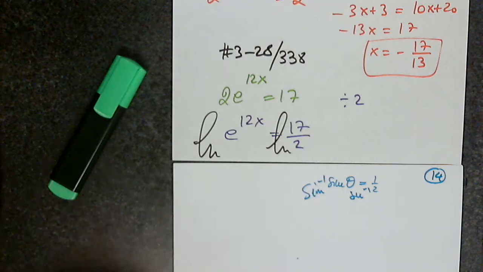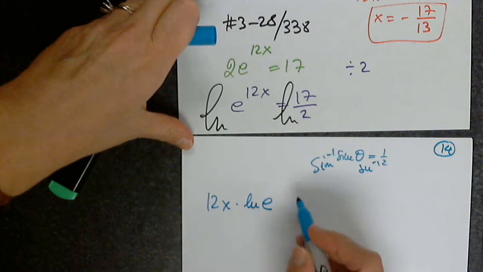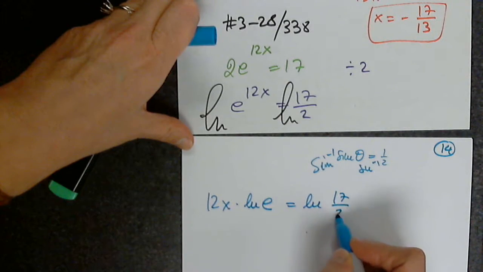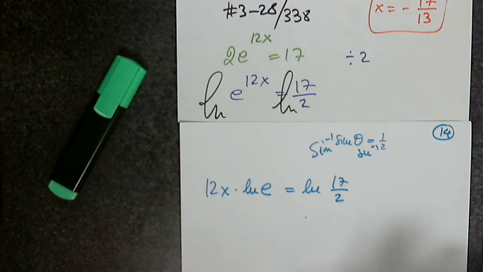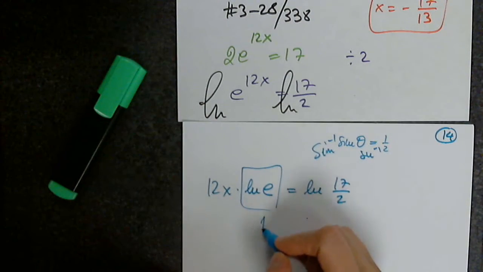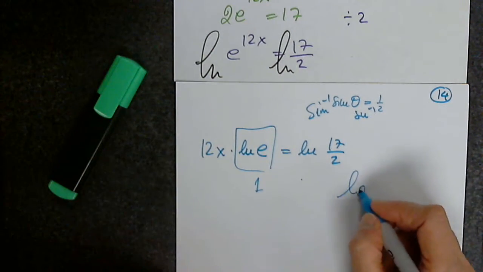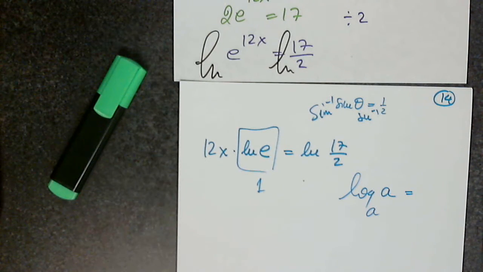So what will I put in front as a factor then? Indeed. 12x times natural log e equals natural log of 17 divided by 2. Now let's figure out how much is log e. What is the base? Exactly, it's e. So e raised to which power is e? Yeah, it's 1. So this is another very important property: log base a of a, log in any base of the base, will always be 1.